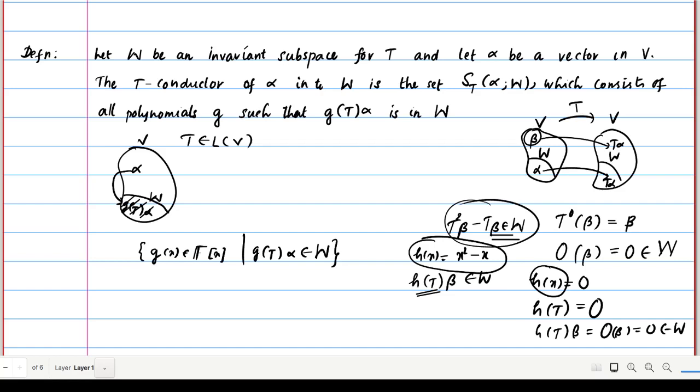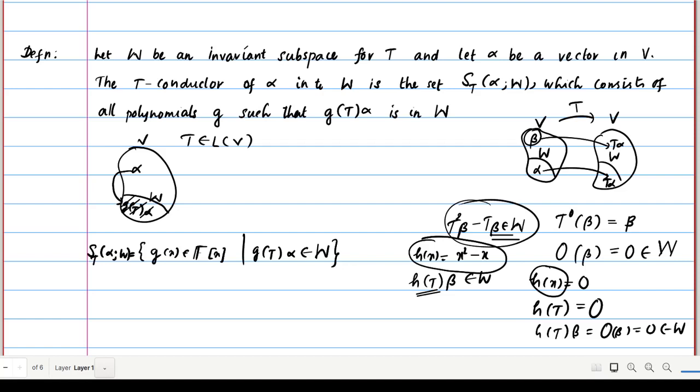In that sense, we call this the T conductor of alpha into W, and we denote this as S(T; alpha, W). This collects all polynomials g(x) such that g(T)(alpha) is in W. So that is the definition here.